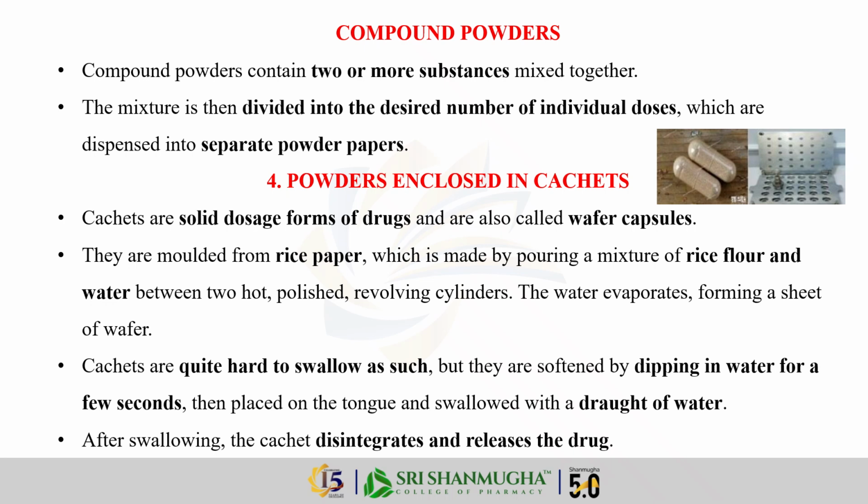They are molded from rice paper, made by pouring a mixture of rice flour and water between two hot polished revolving cylinders. The water evaporates, forming a sheet of wafer. Cachets are quite hard to swallow as such, but they are softened by dipping in water for a few seconds, then placed on the tongue and swallowed with a draught of water. After swallowing, the cachet disintegrates and releases the drug.